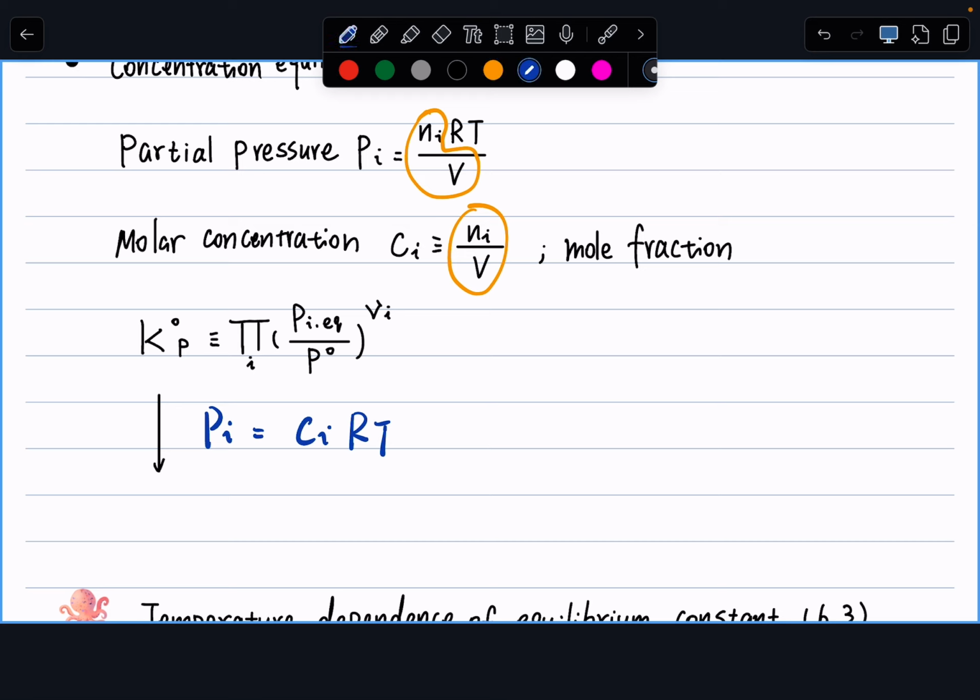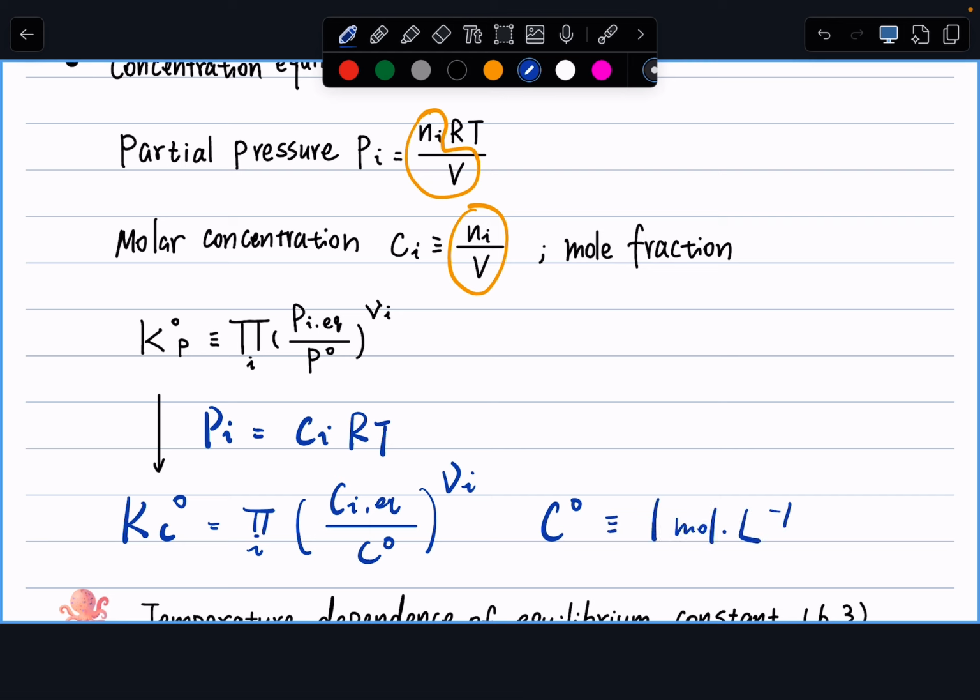Or we can rewrite the Kp naught, the pressure equilibrium constant, into the molar concentration equilibrium constant, the product of Ci at equilibrium over a standard molar concentration to the power of the stoichiometric coefficient. And typically, your standard molar concentration is defined as 1 mole per liter.